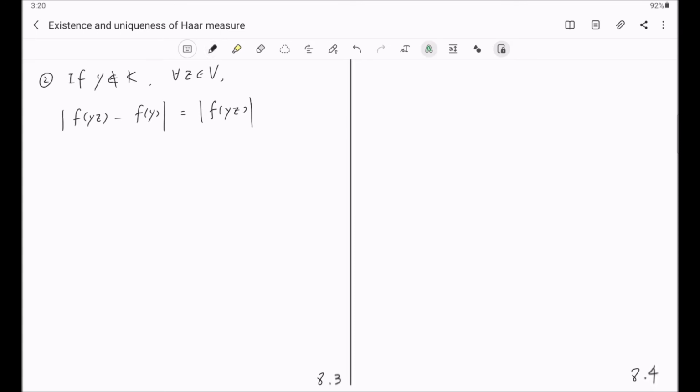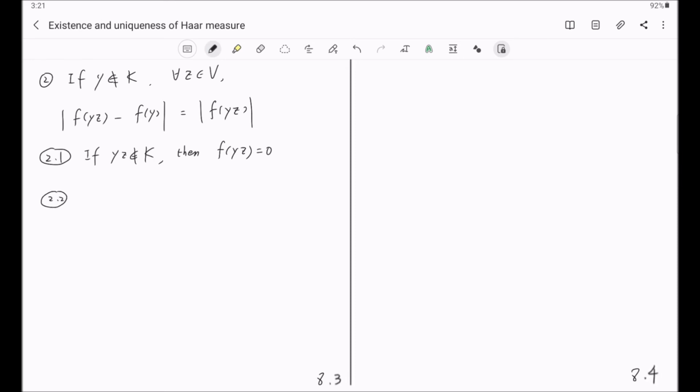And now there are two subcases to consider. First, subcase 2.1: if yz is also not in K, then f of yz is also equal to 0. So there's nothing to prove. They are both 0. So this epsilon value is 0. And of course, this is less than epsilon, which is a trivial case.